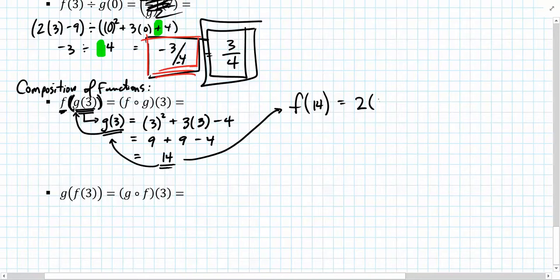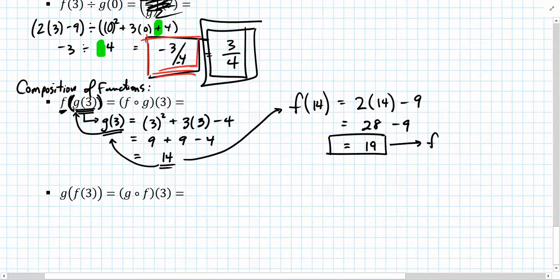Now that said to take the number 2 times x and subtract 9 from it. So this is 28 minus 9, or in other words, 19. So f of 14 is 19, and this is exactly the same as f of g of 3, also known as the composition of f with g evaluated at 3.